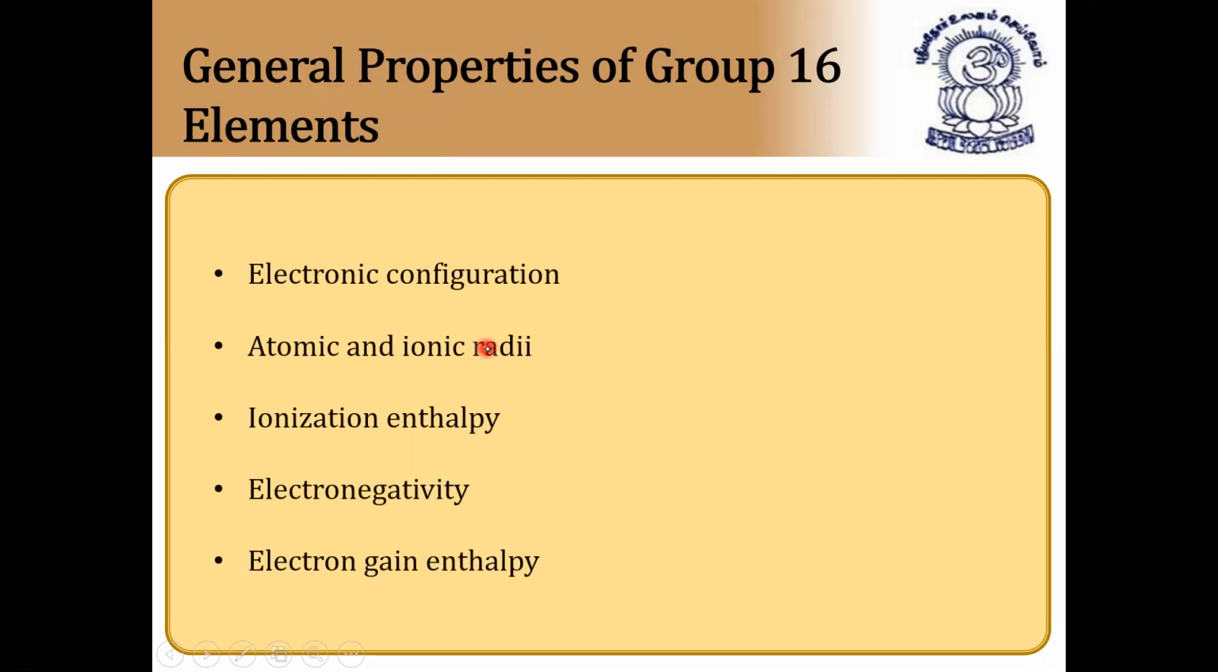General properties of group 16 elements. As I told you for group 15, we'll study group 16 the same way. First we'll study the general physical properties: electronic configuration, atomic and ionic radii, ionization enthalpy, electronegativity, and electron gain enthalpy. We already know what these are.